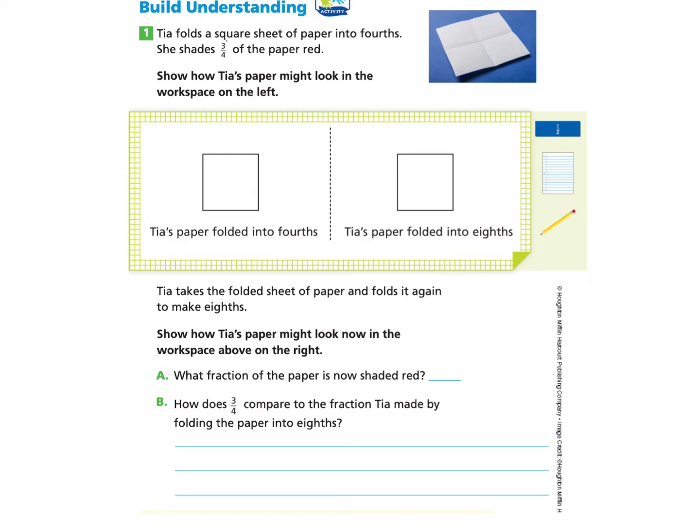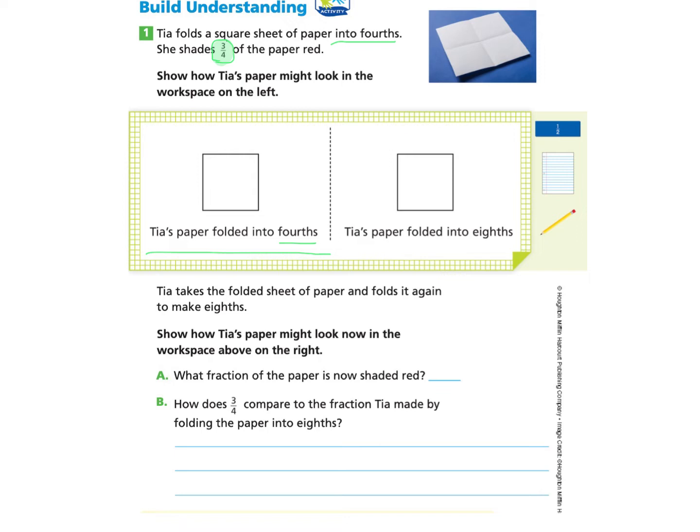Tia folds a square sheet of paper into fourths. She shades 3/4 of the paper red. Show how Tia's paper might look in the workspace on the left, which is right here. So that says Tia's paper is folded into fourths, which means we know it's going to be in 4 equal parts, and then we are told that she is shading 3 of those 4 squares. If you want to go ahead and pause and try this on your own and come back, you may do so, or just follow along with me.